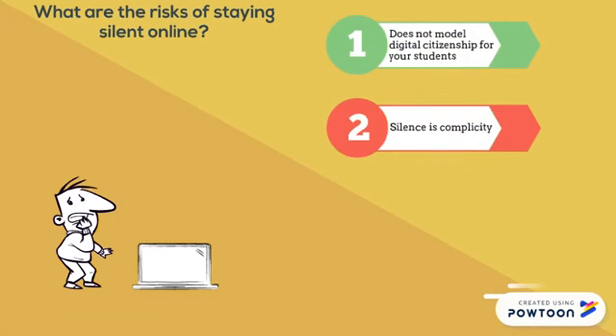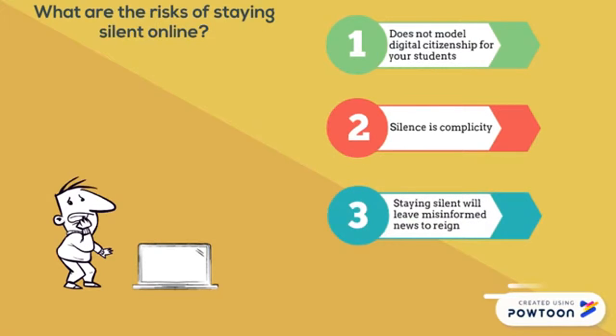Secondly, silence is complicity. Similar to what I said before, taking a silent stance is essentially the same as agreeing to whatever issue you are being silent against, or to use the words I did earlier, you're maintaining the status quo. Lastly, staying silent will leave misinformed news to reign supreme. As a teacher, if you are not willing to talk about potential fake news issues that your students might know about, you are letting that news circulate and thrive.